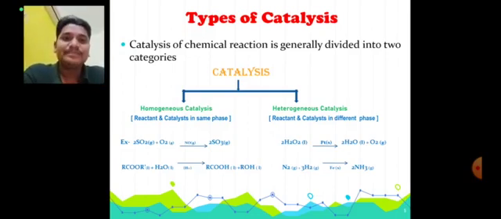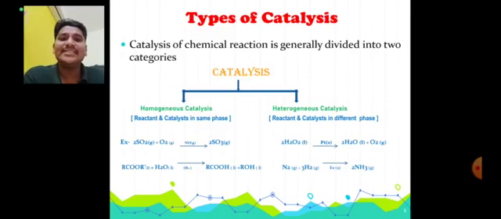Consider the example of sulfur dioxide reacting with oxygen gas. That means oxidation of sulfur dioxide gas in the presence of NO. Here sulfur dioxide and oxygen are in the same phase or same state. Also the catalyst used in this reaction is in the same phase, that means gaseous, and the product obtained is SO3, which is in the gaseous state.